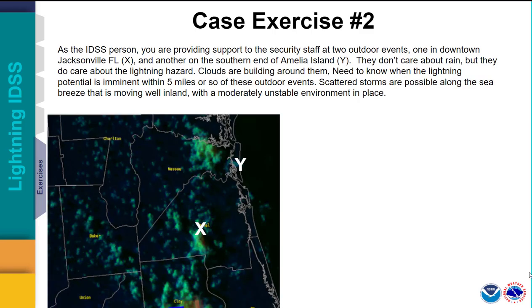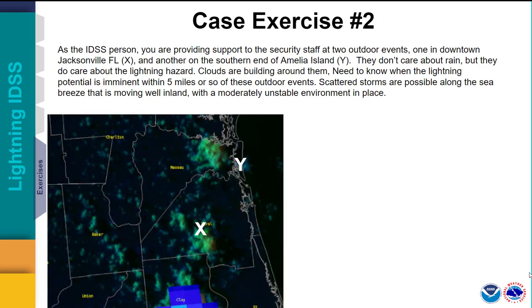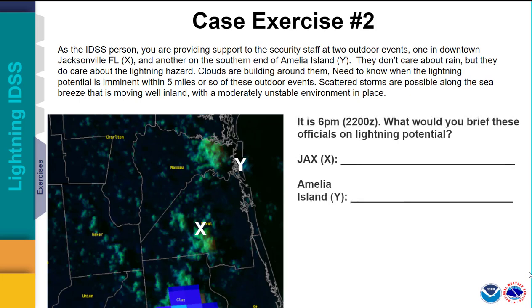You are providing support for security staff at 2 outdoor events, one in downtown Jacksonville, marked with an X, and another on the southern end of Amelia Island, marked with a Y. They don't care about rain, they're interested in the lightning threat within 5 miles of event locations. We have a moderately unstable environment with a sea breeze moving inland as the main source of convective initiation. It is 6 p.m. What would you brief these officials on lightning potential?